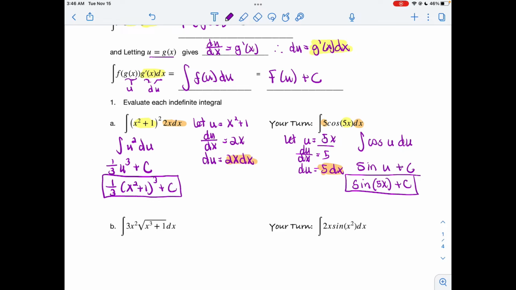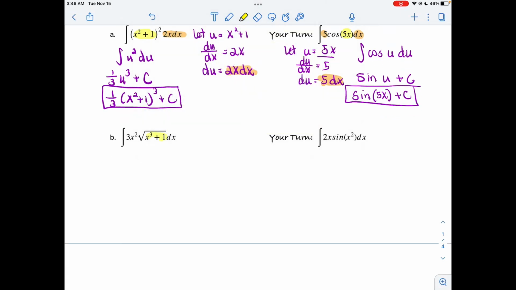Looking at example B, I need to identify my inside function. Well, my inside function is x cubed plus 1. So I'm going to let u equal x cubed plus 1. And then I want to find the derivative of u with respect to x, and that would be 3x squared. And then do the differential, du is equal to 3x squared dx. So I'm going to replace my original integral problem, the yellow highlighted, the x cubed plus 1 with u, and then the orange highlighted with du.